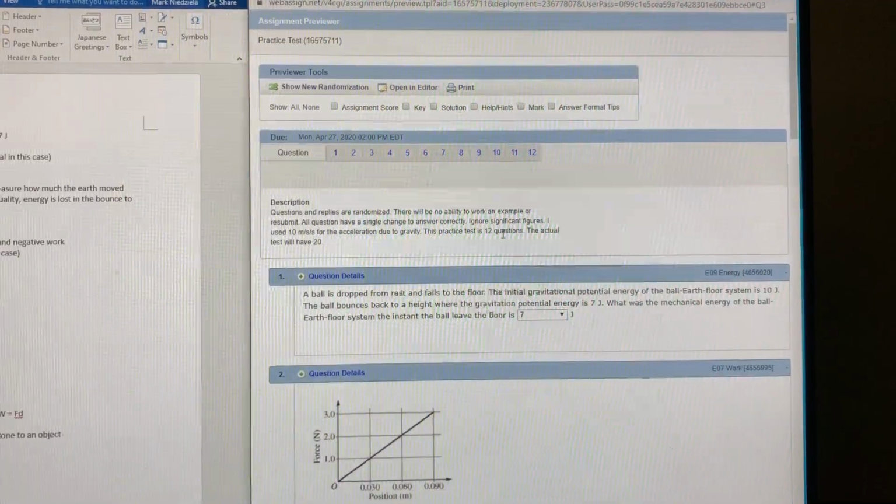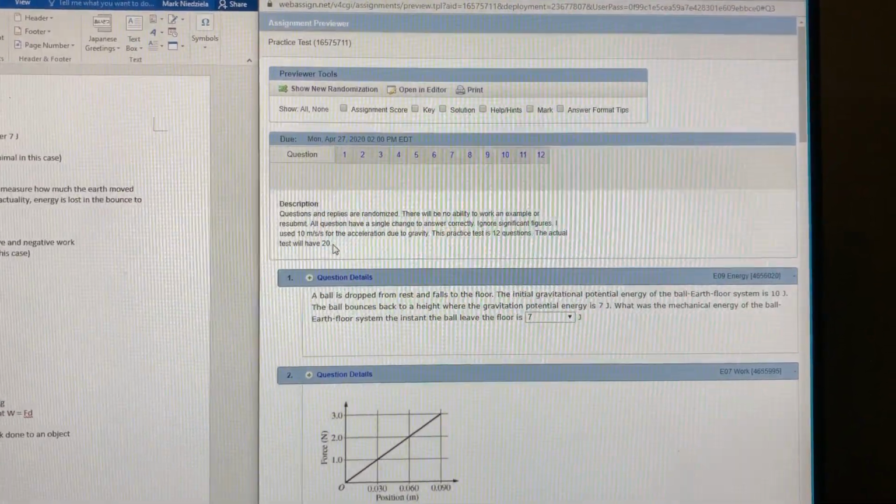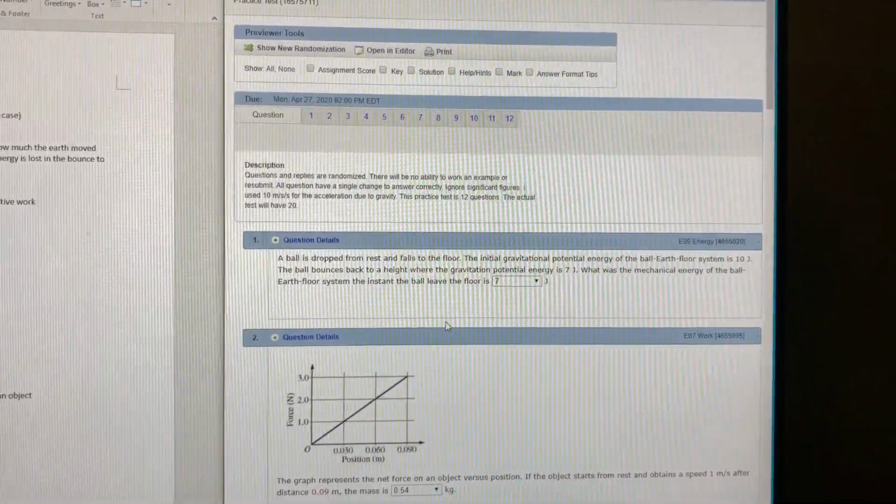This practice test is 12 questions. I gave you 30 minutes to do it. The actual test will have 20 questions, and I believe I'm going to give you 45 minutes to do it.